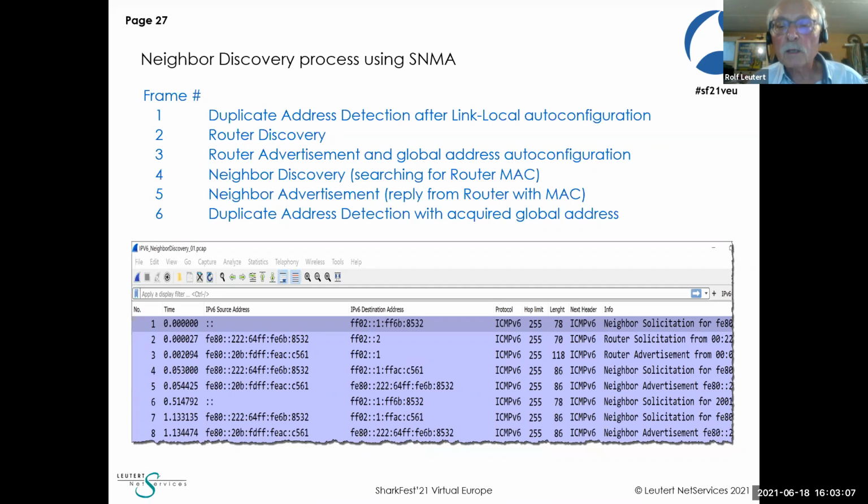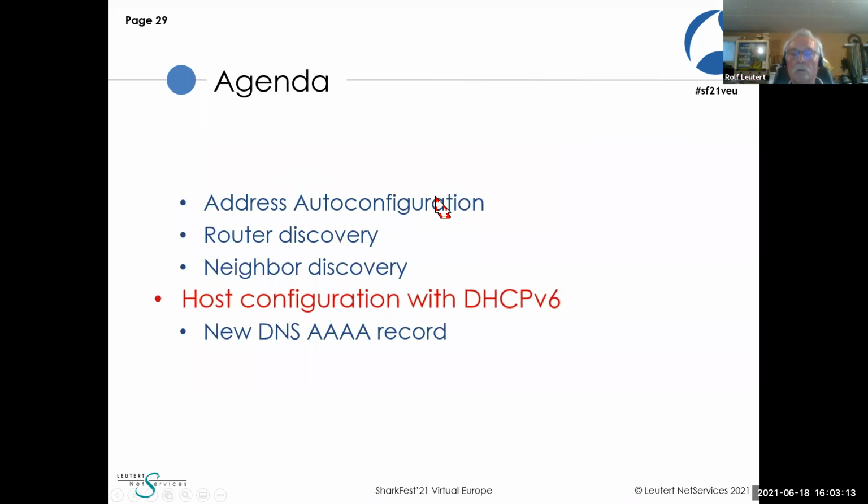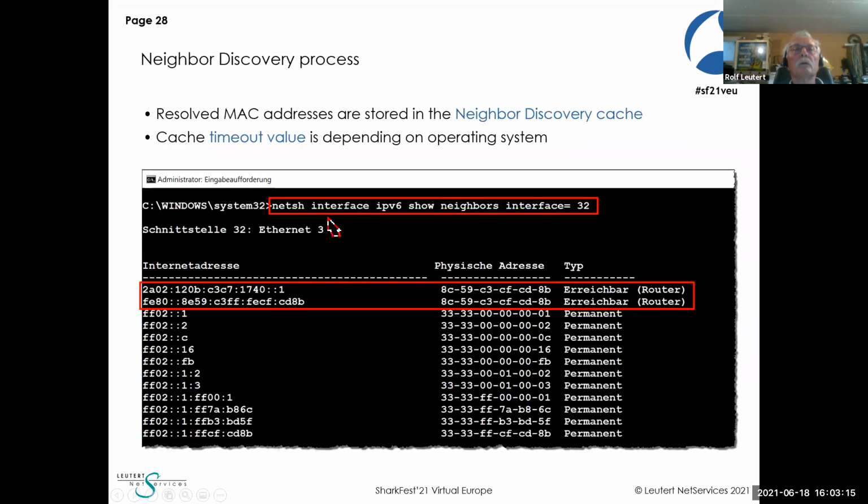What is the command line command to show the table? Okay. The neighbor table, you mean? This one? This is for one interface only. You have to enter again the interface number if you want to see it for one interface. You can leave this off and then it shows all found neighbors.